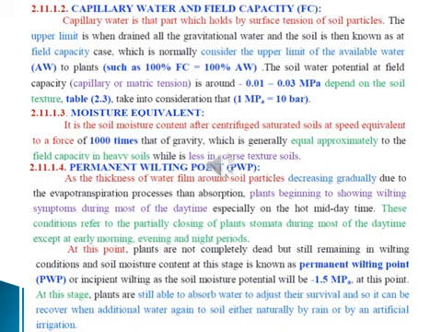Please note that as the thickness of the water film around soil particles gradually decreases due to evapotranspiration processes exceeding absorption, plants begin to show wilting symptoms during most of the daytime, especially at hot midday. At this point, plants are not completely dead, but still remain in a wilting condition, and soil moisture content at this stage is known as the permanent wilting point.